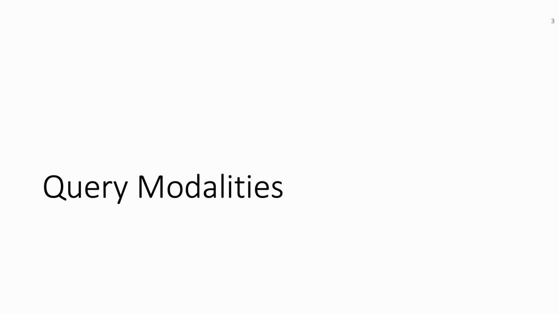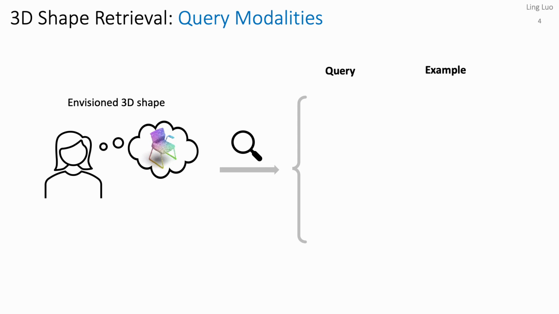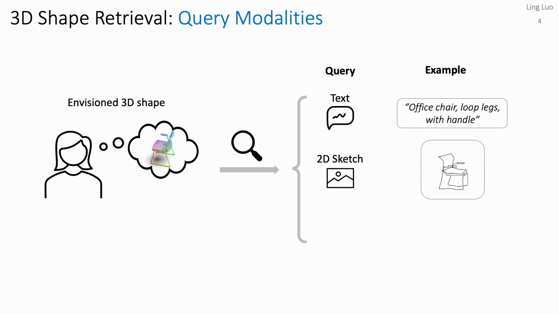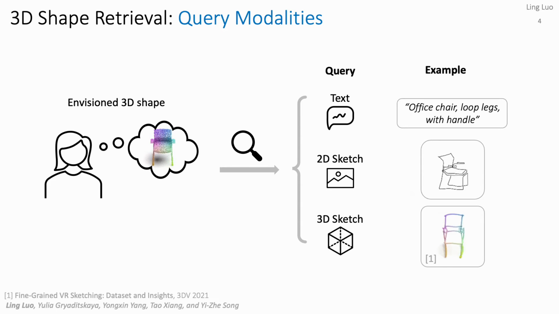First, to solve this problem, we need to choose a suitable query modality. The common query options are text, 2D sketch, and in our recent work, we proposed a quick 3D VR sketch as a new query modality.